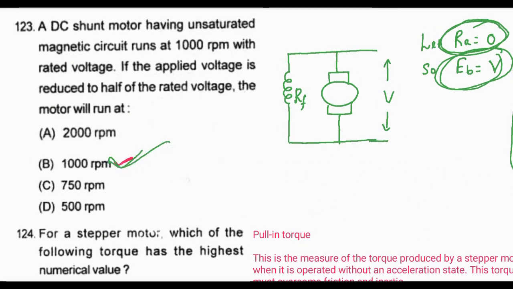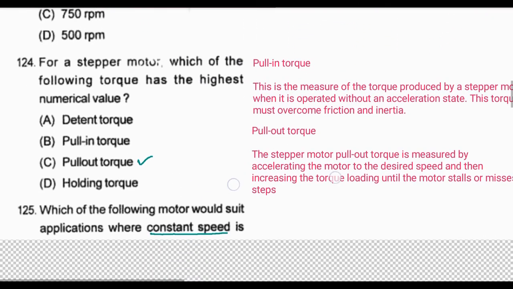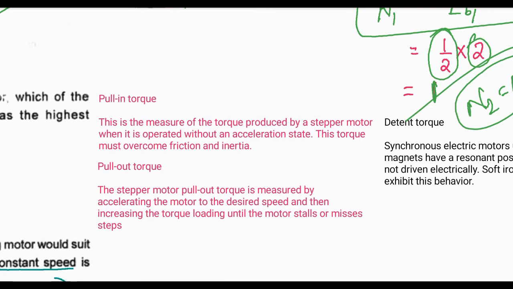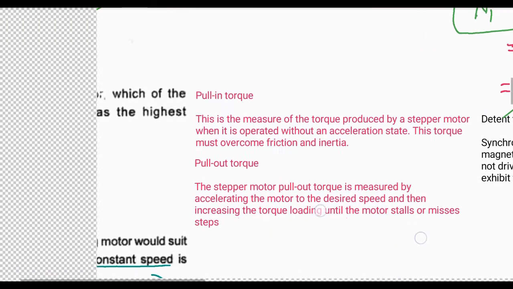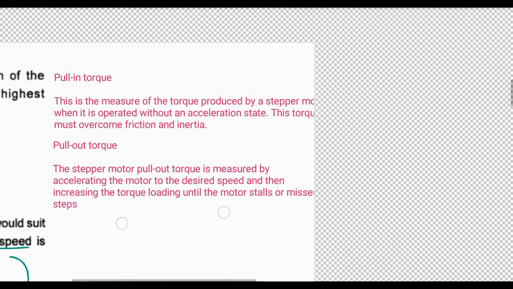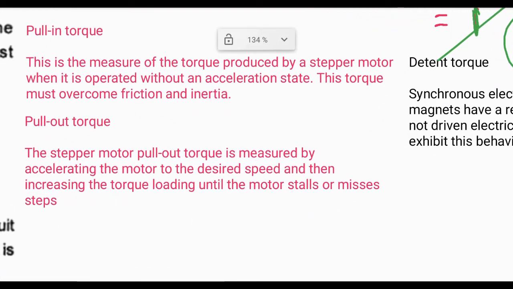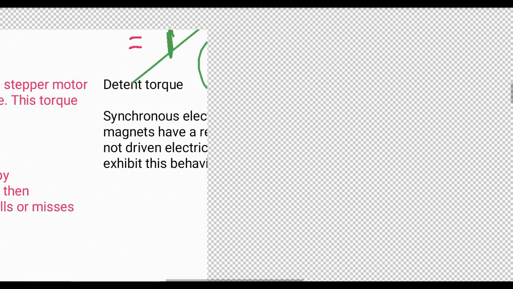That means the speed will remain constant. Next question is, for a stepper motor, which of the following torques has the highest numerical value? So the answer is pull out torque. You must refer to what pull out torque is, what pull in torque is, and what detent torque is. I have also given here what these things are.